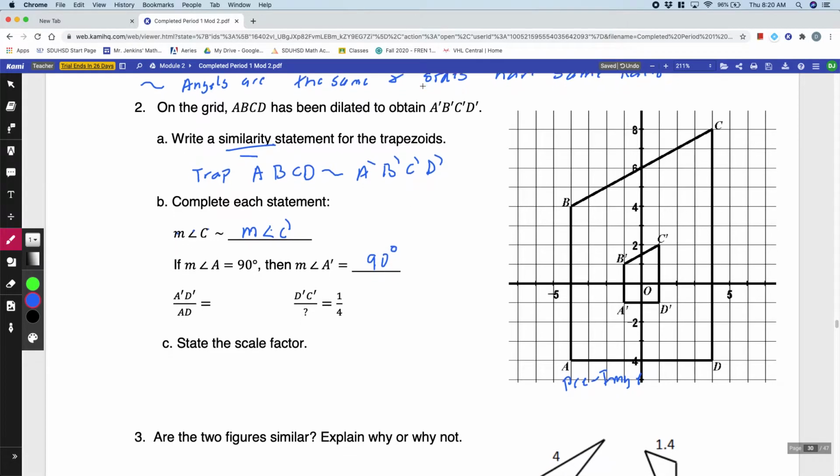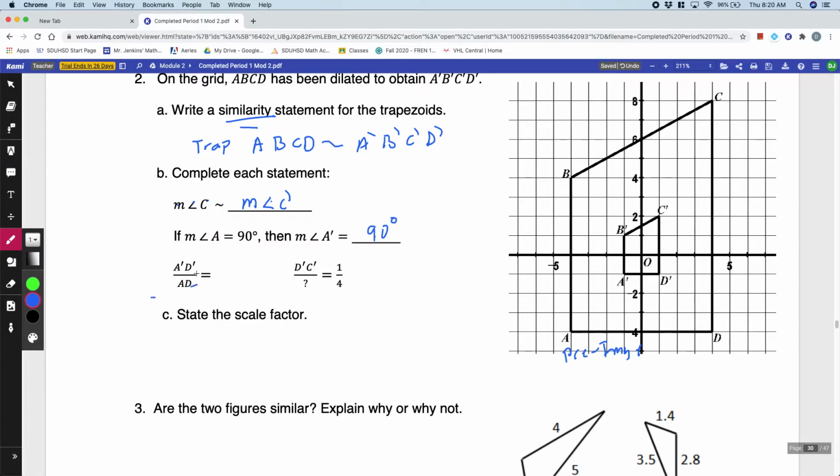Now let's go ahead and write this proportion. So it says AD. What is AD? AD is 1, 2, and this right here, AD is 1, 2, 3, 4, 5, 6, 7, 8. So my original side was 8. I shrunk it down to 2. And if I reduce this, this would be 1/4. That means that the scale factor is 1/4.